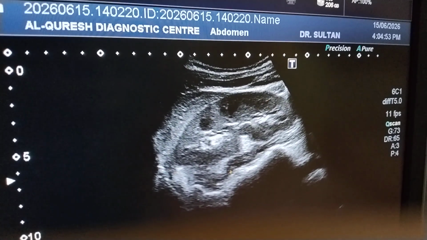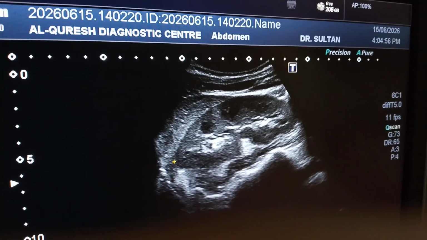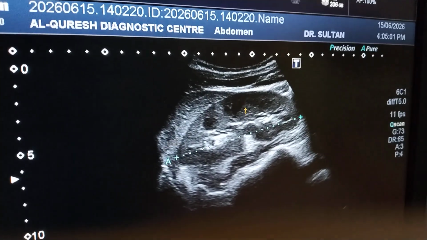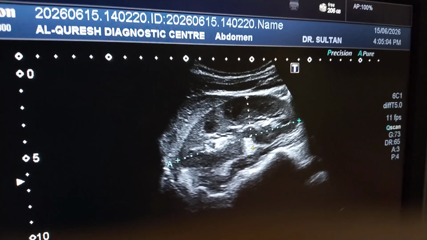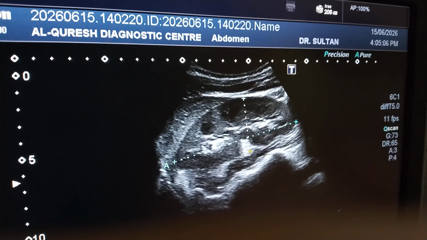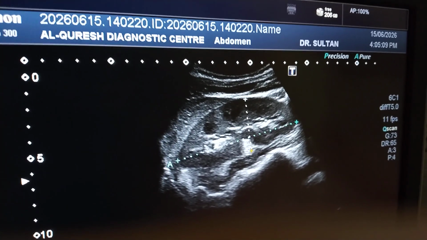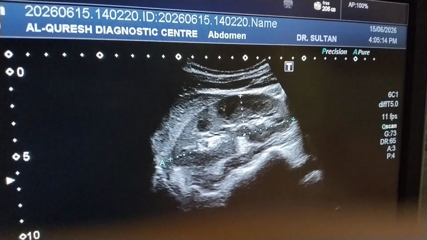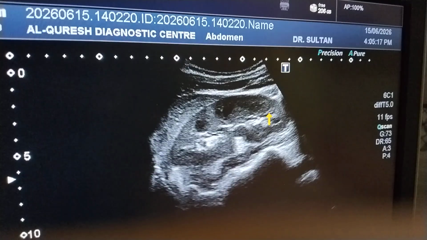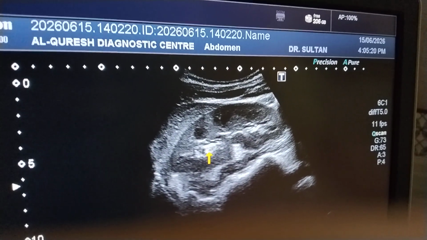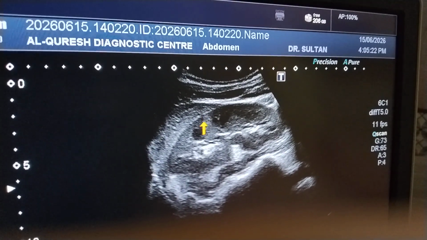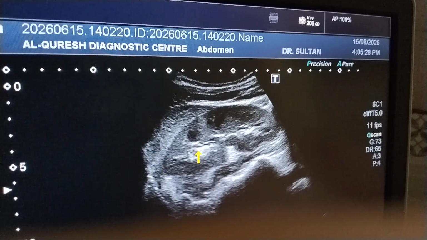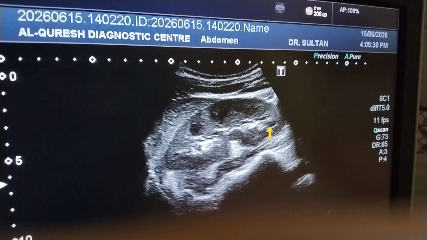The length we should measure from the upper to the lower pole, and then the thickness from anterior to posterior. So this should be measured. 9 to 11 cm is the common size of the kidney in the adult. So what we have learned now: the cortex, renal medullary pyramid, and the renal sinus, upper pole, lower pole.